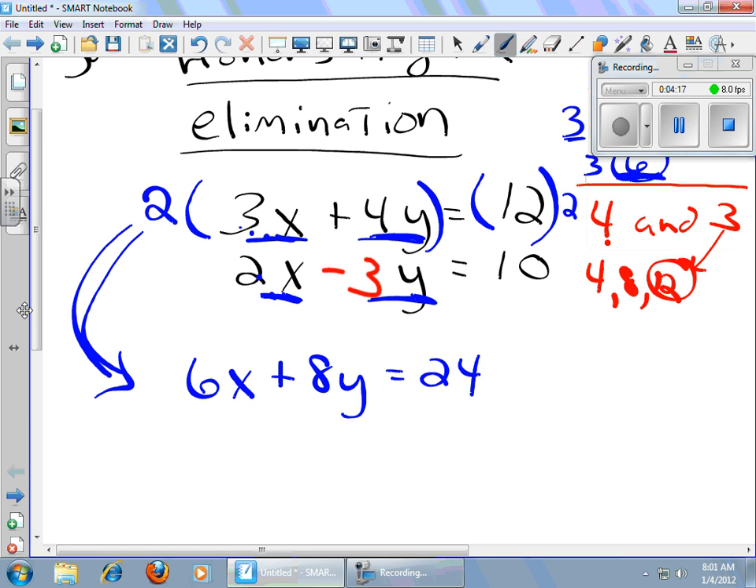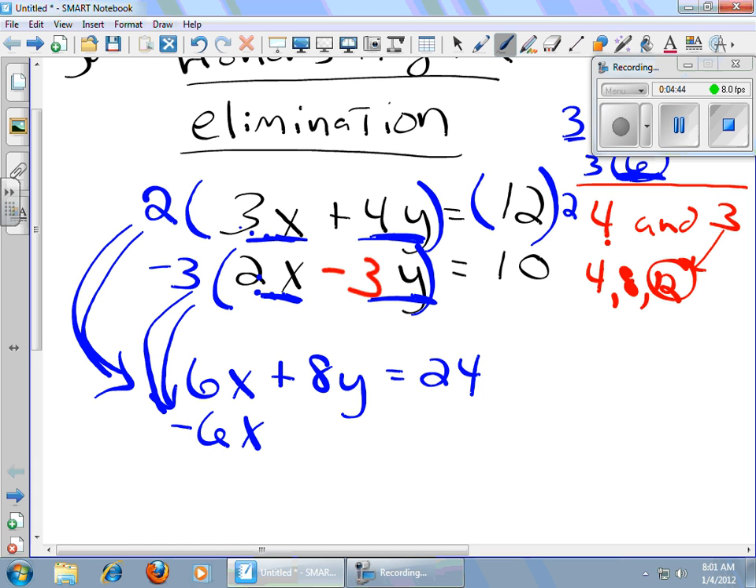Now I have to do it on the bottom, but I'm not going to multiply by 2 because my goal is to make this coefficient here match 6x with an opposite sign. Well, I'm going to multiply by 3. Only if I multiply by 3, I'm going to get a 6x. So I'm not going to multiply by 3. I'm going to multiply by negative 3. Negative 3 times 2 is negative 6x. Look at that. They match.